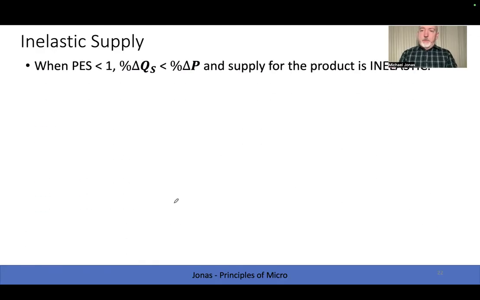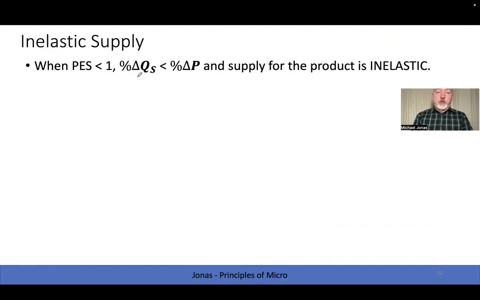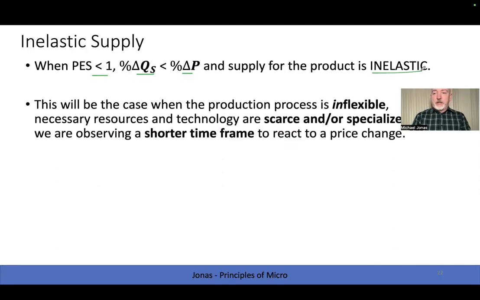Not all production processes are going to be flexible, are going to have readily available resources. And when that's the case, we're going to see an inelastic supply. So what that means, our elasticity of supply ratio is going to be less than 1. We're going to have a small change in quantity in the numerator relative to a larger change in price in the denominator. So that fraction is going to be less than 1. And our supply process would be deemed inelastic in that case.